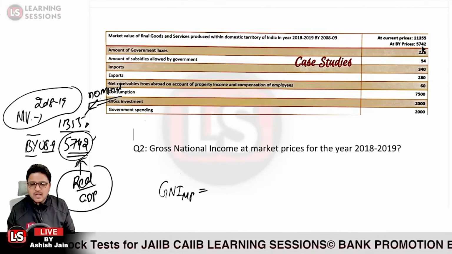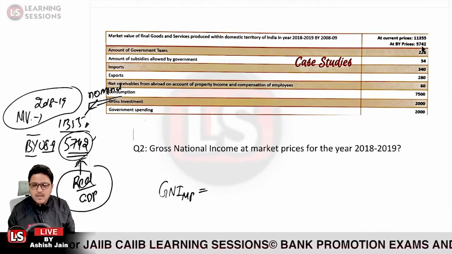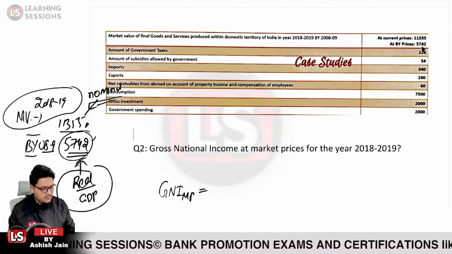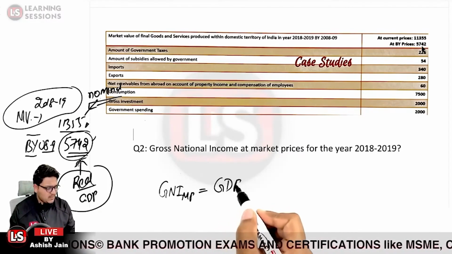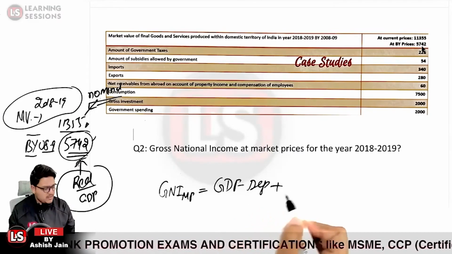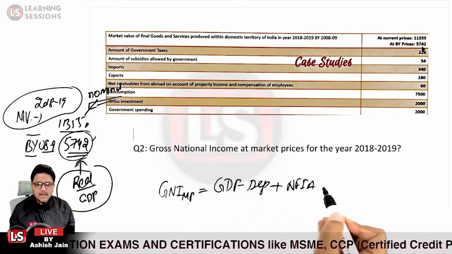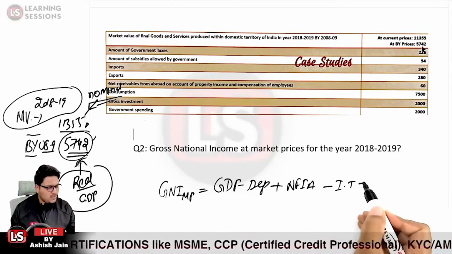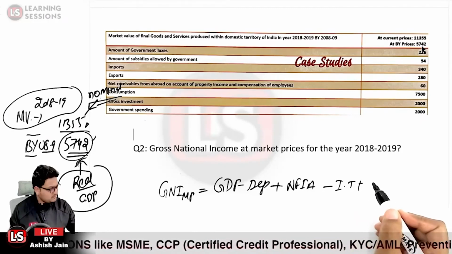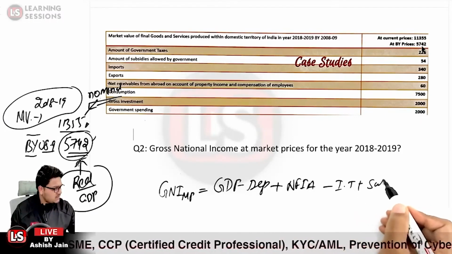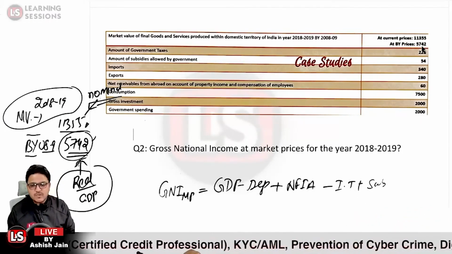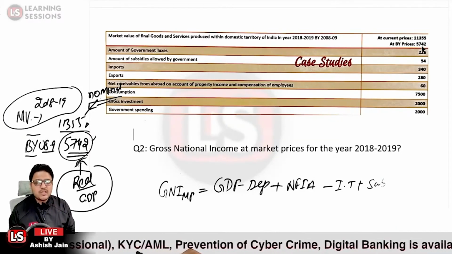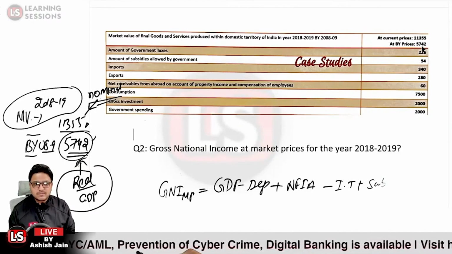So here Rahul Singh Rajput has answered the formula related to GNI. He has mentioned it as GNI at market price is equal to GDP minus the depreciation if there is any, plus the net factor income from abroad, and further we need to subtract the indirect taxes and add the government subsidies. Those are to be added up. So this is the formula related to GNI over here, isn't it?